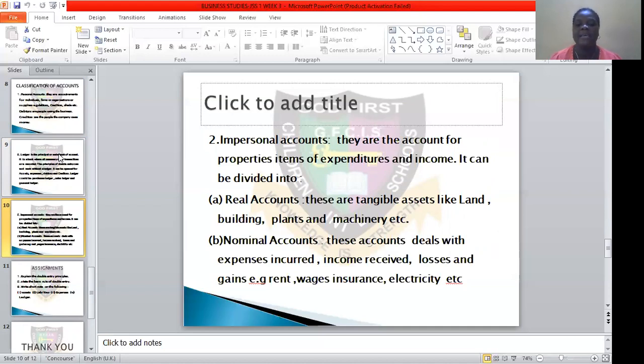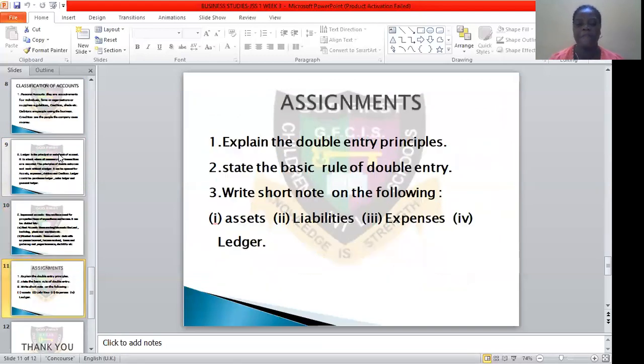Impersonal accounts are the accounts that include expenditure, income, and so on and so forth. And they can be divided into two. The first one is real accounts. Real accounts can be linked to asset accounts like land, building, plant and machinery. The second one is nominal accounts, and this one deals with the expenses incurred, income received, losses, and so on and so forth.